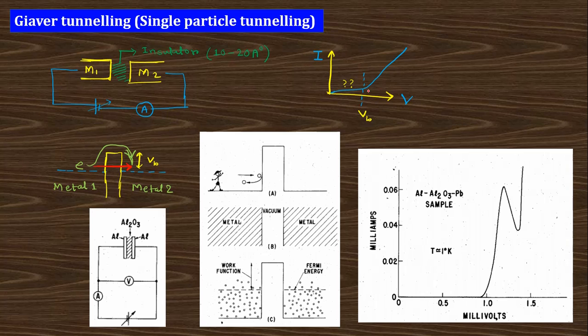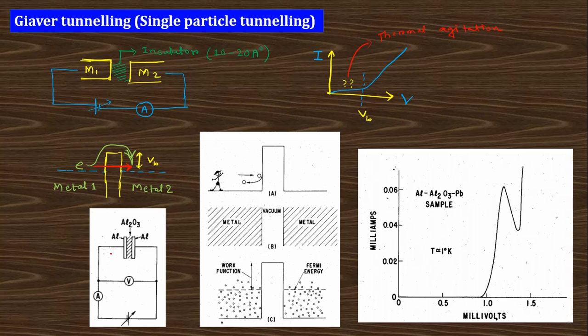Now the question arises, why are these low currents passing through this metal? This current passes due to thermal agitation. This is due to thermal agitation.